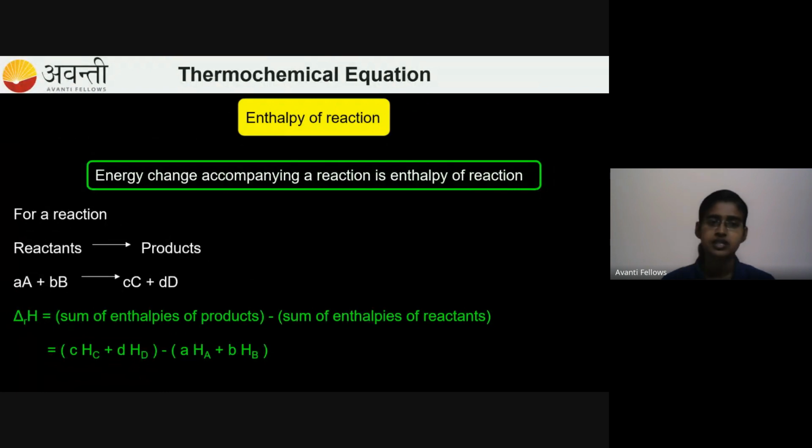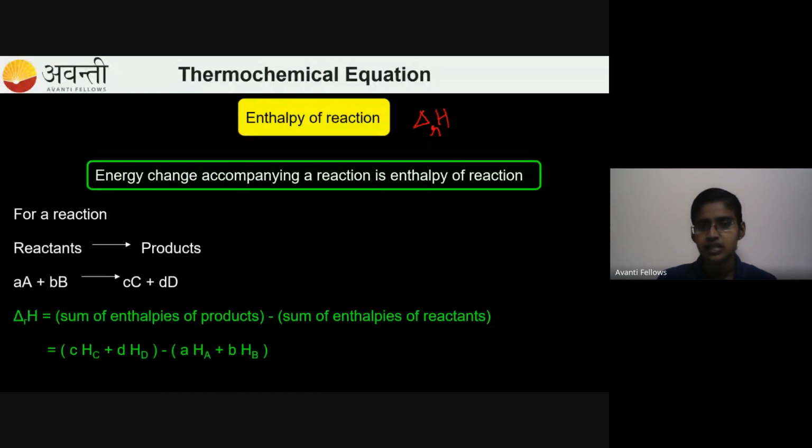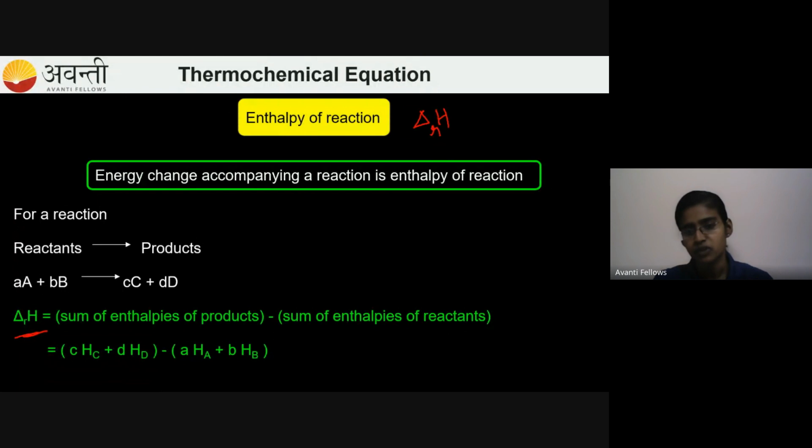What is that? The energy change accompanying the reaction. So for a reaction having reactants and products, A and B are the reactants, C and D are the products. Now for this reaction, if I want to find out the enthalpy of reaction, which is denoted by the letter delta HR, it is equal to the sum of enthalpy of products minus the sum of enthalpy of the reactants. Enthalpy values will be given to you in the question.